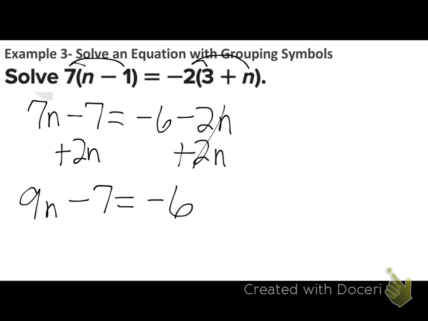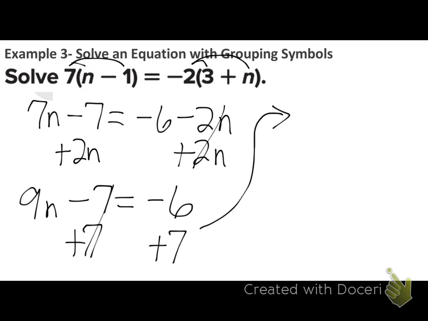Add the negative. Plus 7. Add 7. What is 7? What do we call that, if it's a number without a variable? Constant. I got my variables to one side. Now I need to get my constants to the other side of the equation. I'm going to do that by adding 7 to both sides here.